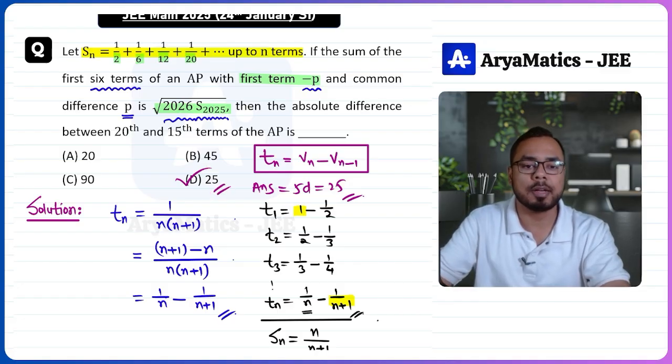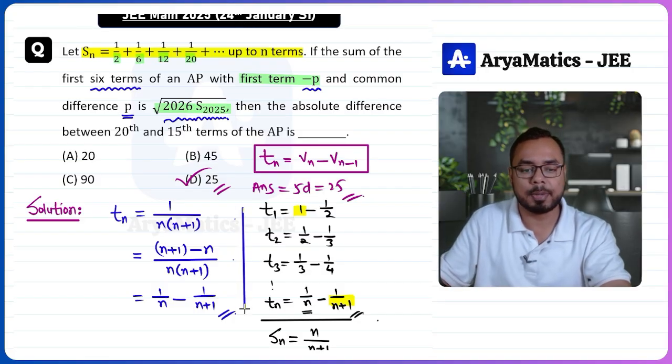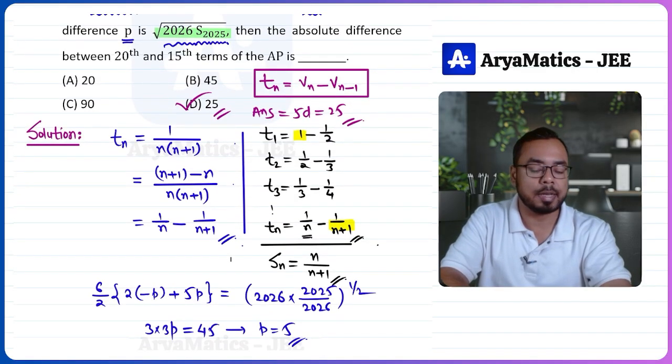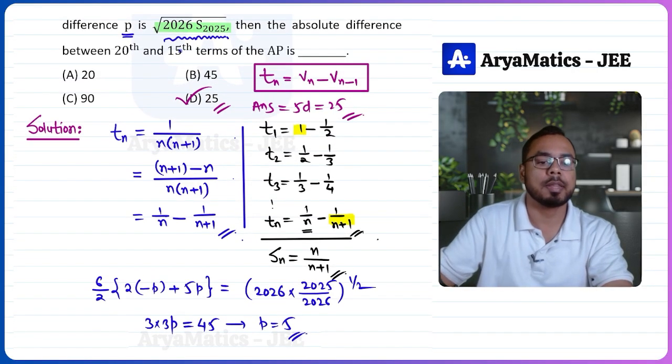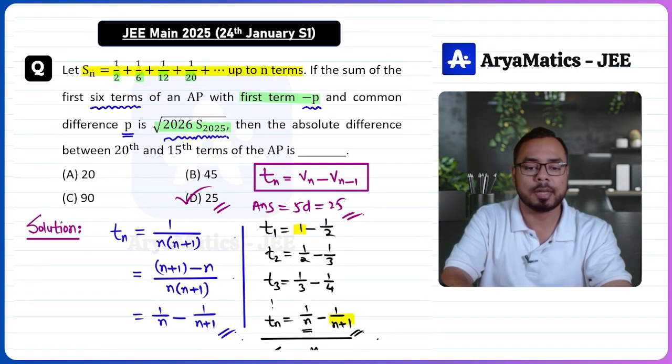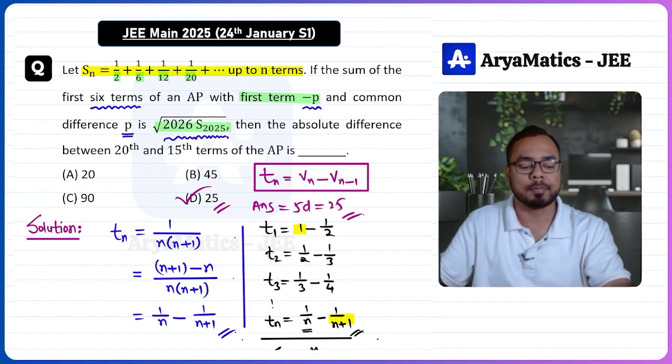So this was a very standard problem of method of difference. First write the general term as a difference of two consecutive terms. Then from there we got Sn as n by n plus 1. And after that, the standard formula for the sum of n terms of AP. So finally the correct answer for this problem is 25.